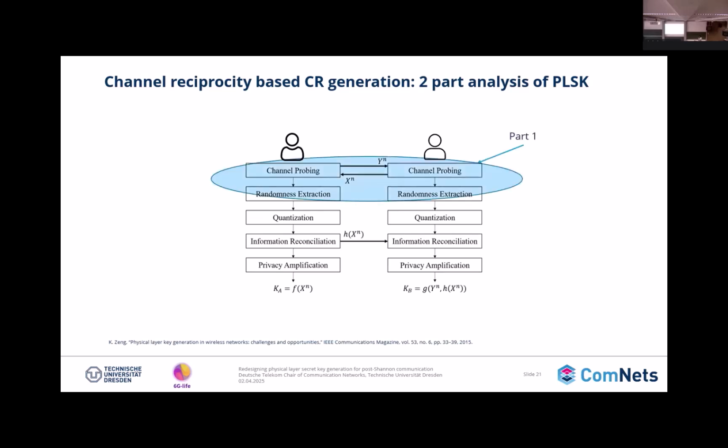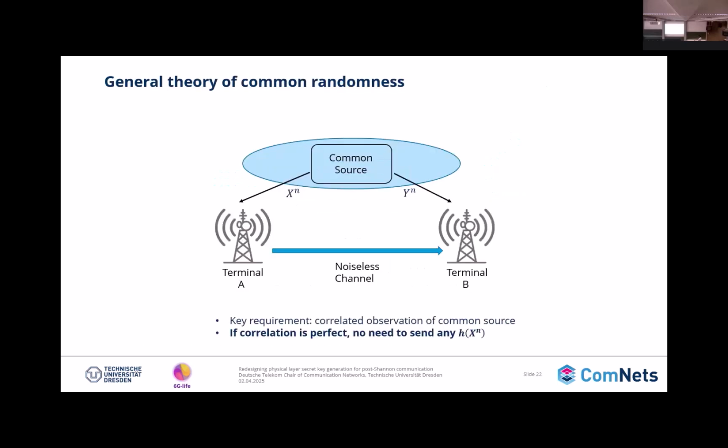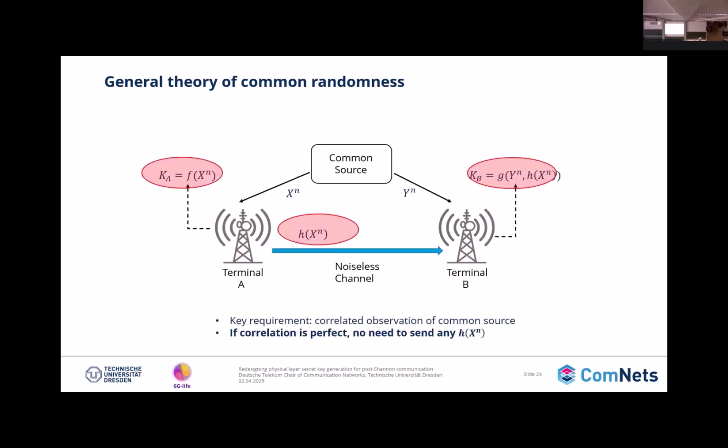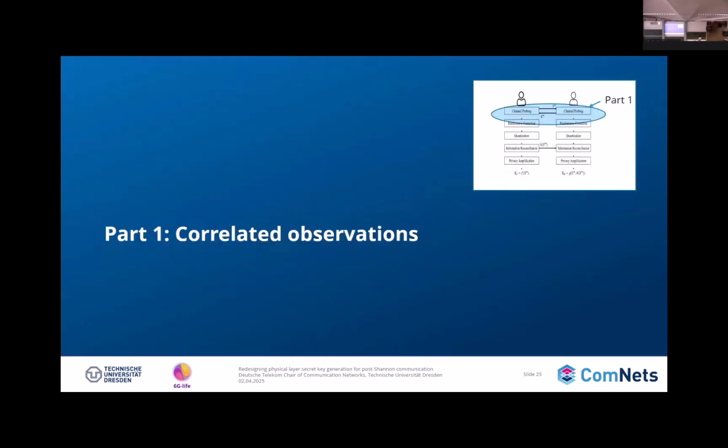So we try to improve the common randomness rate compared to the PLSK schemes in a two-part step. One is by improving the first two stages, which we term part one, which is by improving the way we observe the common source. And then in part two, we try to improve the common randomness rate by improving the functions, the way we try to extract the random variable out of it. So let's get into each of the parts.